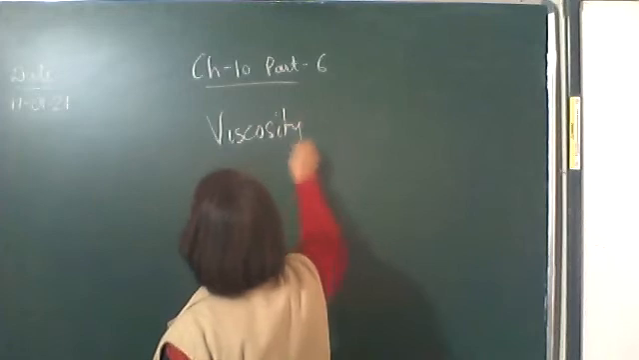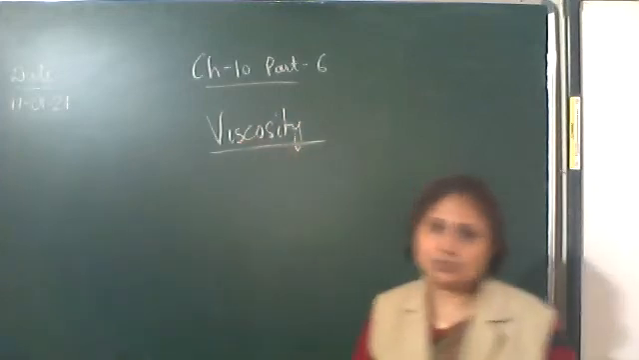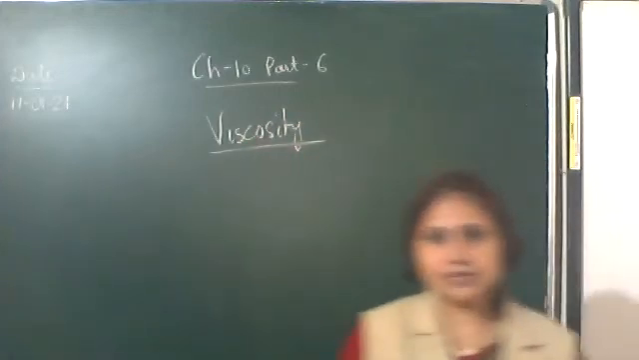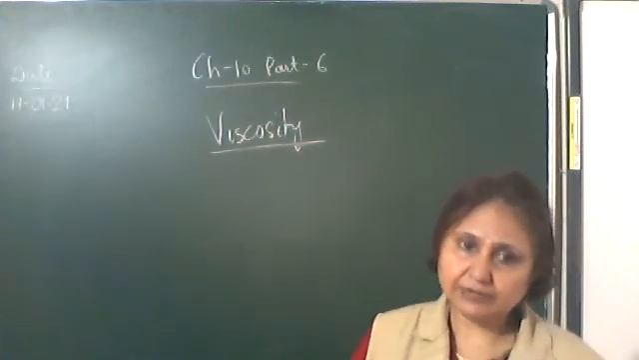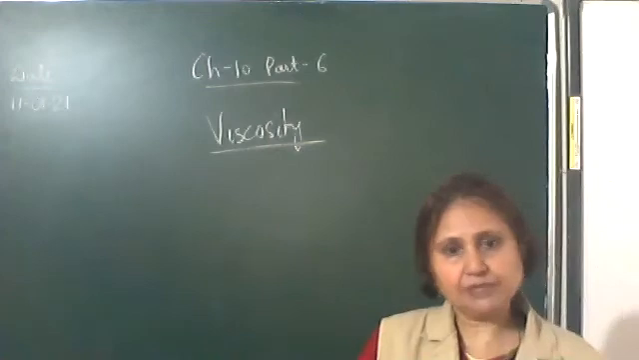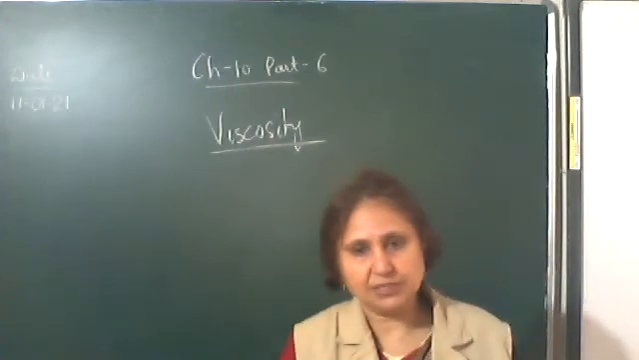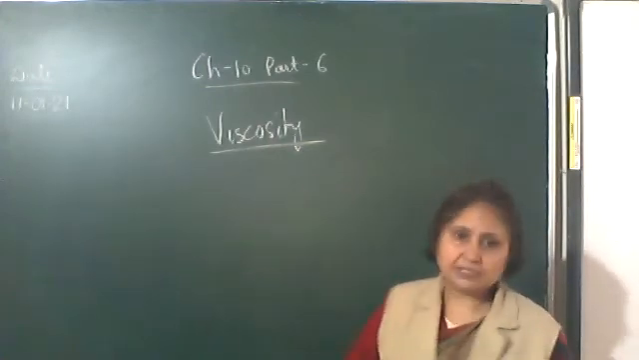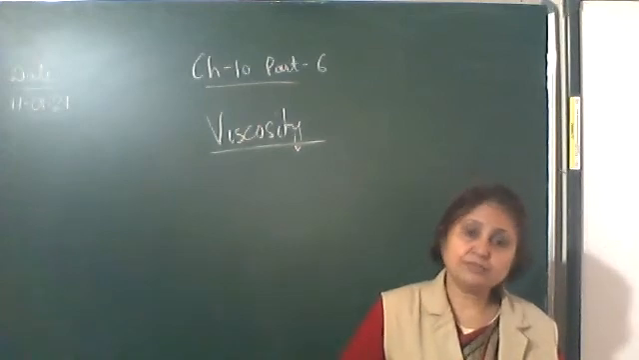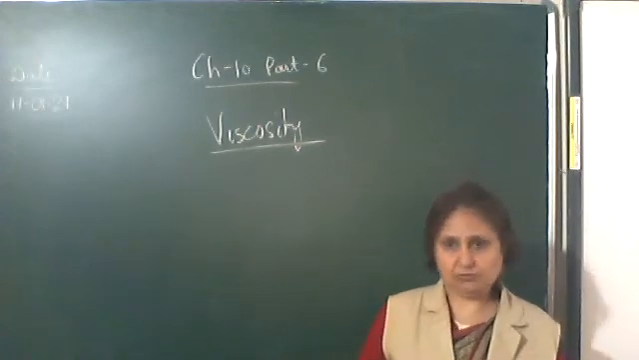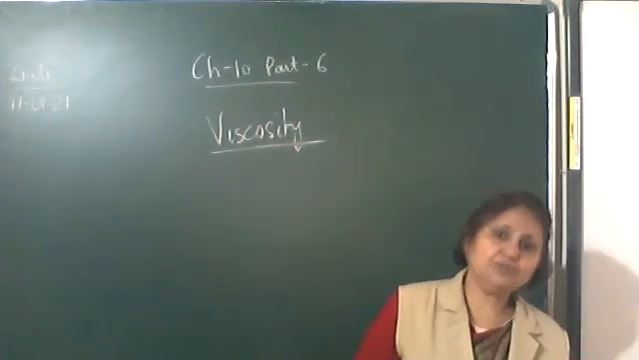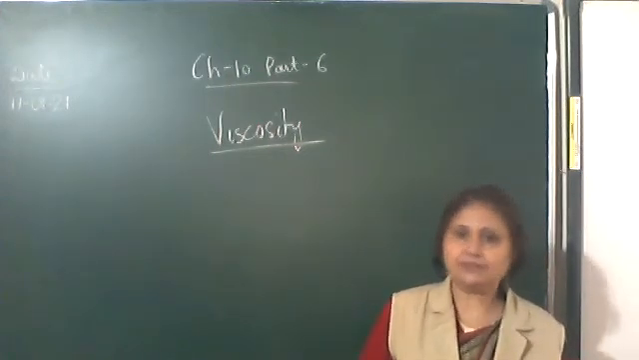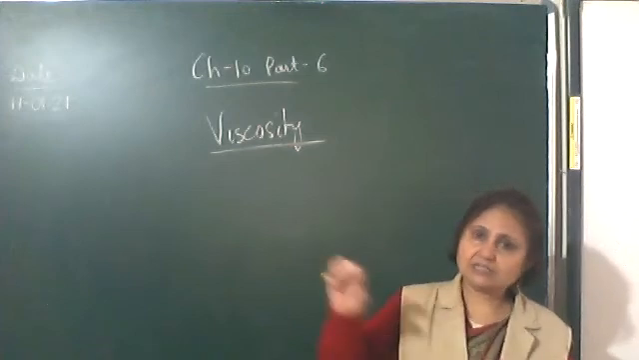Now the next topic of this chapter is viscosity. Surface tension we have studied as the property of the liquid when the liquid is at rest. The free surface of the liquid tries to attain a minimum surface area. This property we call surface tension. Now viscosity is when the liquid is in motion. When the liquid is in motion, an opposing force acts between the layers of the liquid. The liquid doesn't flow as a whole.